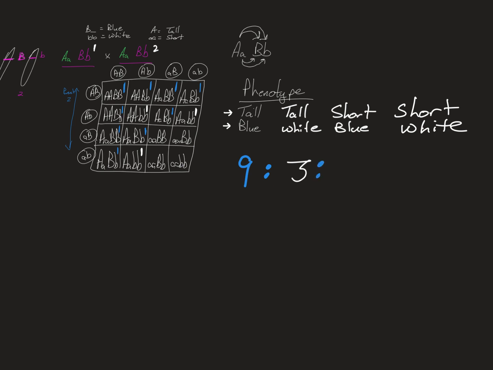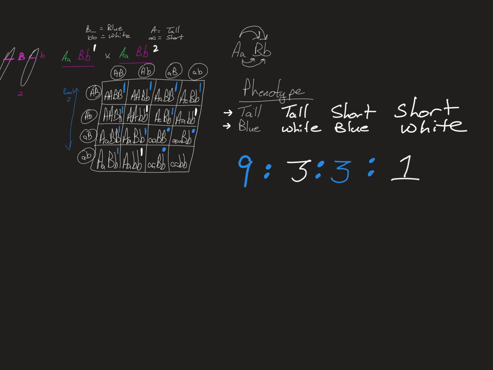How many do I expect short and blue? I'm going to put a little dot for short and blue. Little a, big B. That's blue and it's short. Little a, that's short, but then big B, that's blue. So I expect 3 that are short and blue. And lastly, I expect 1 that's short and white.